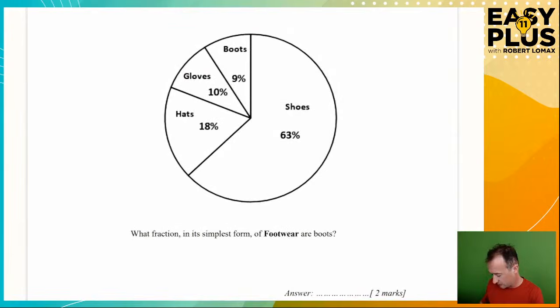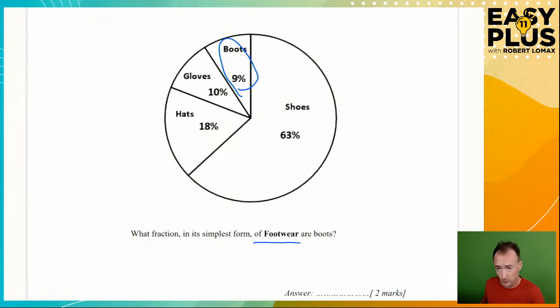What fraction in its simplest form of footwear are boots? So we've got boots here, 9%. So perhaps the answer is 9 out of 100. And then we simplify that. Oh, we can't simplify that any further. So 9/100ths. But hang on, we need the fraction of footwear.